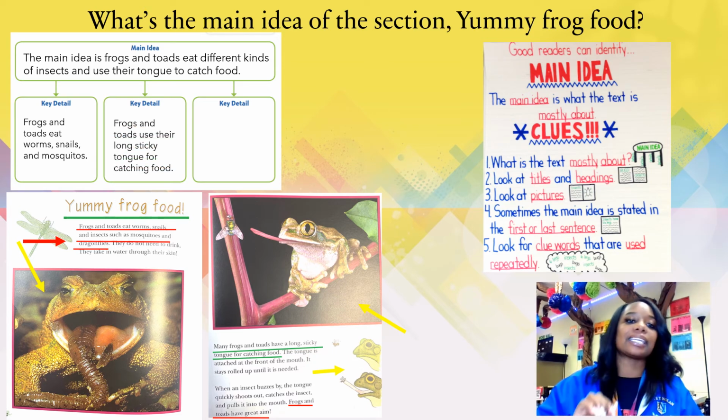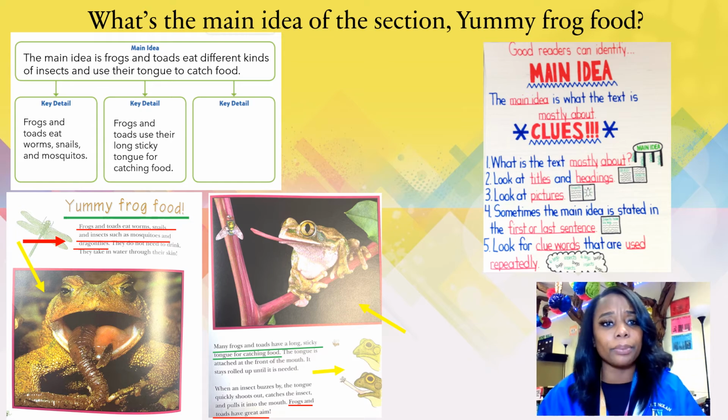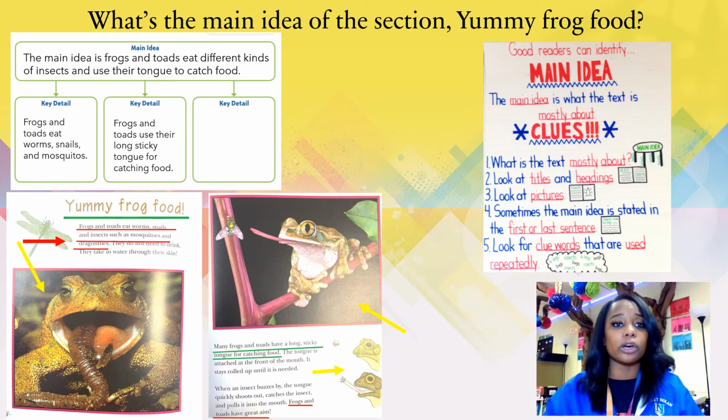So my second key detail that goes for my bullet, it says frogs and toads use their long sticky tongue for catching food. Now it's your turn. Find me another key detail that supports our main idea. Frogs and toads eat different kinds of insects and use their tongue to catch food. Pause the video. Find that last key detail.